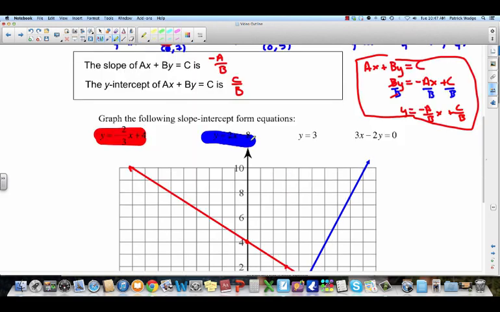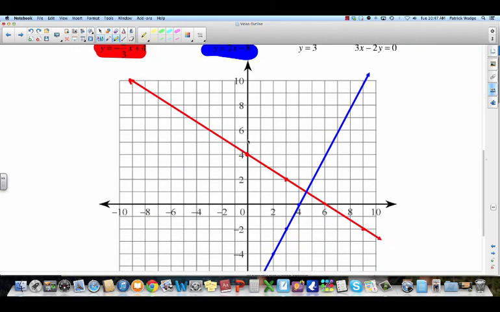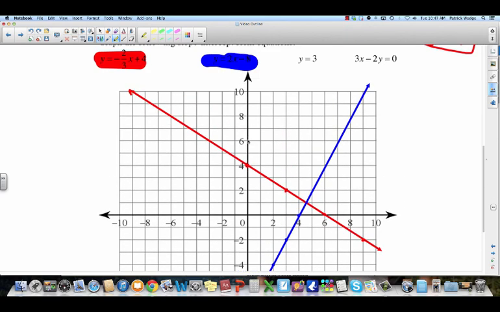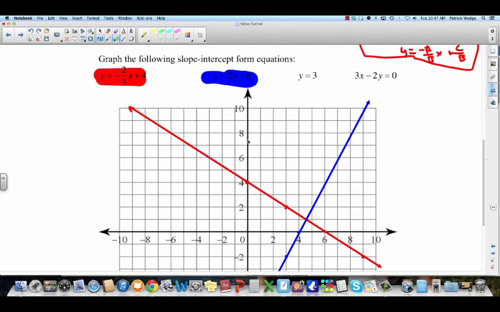Okay, and I'll highlight that. Whoa, terrible job, to make it match. So there's my graph for that one. Okay, moving on. Y equals 3. Well, that's a strange one, isn't it? Let's do it purple or something.